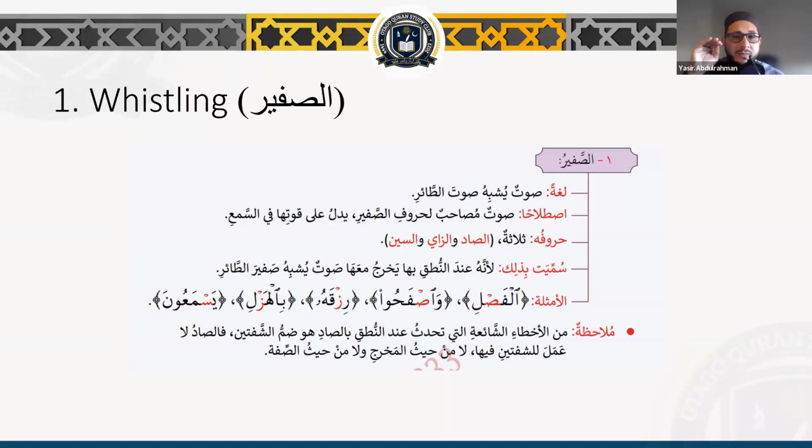So if you don't do the itbaq for the dad, if some people say غير المغضوب عليهم ولا الضالين, they say الضالين. They don't say الضالين. They say الضالين. So the dal comes close. Same thing with the ta. Some people say الطيبون. They don't say الطيبون. Same thing with the za, comparing it to the dal.